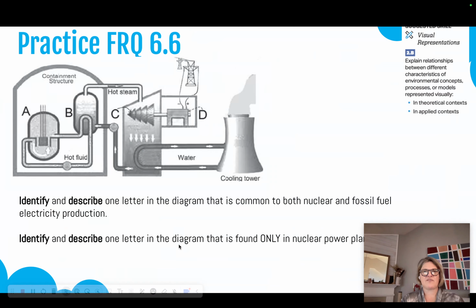And so here's your practice FRQ for 6.6. Identify and describe one letter in the diagram above that is common to both nuclear and fossil fuel electricity productions, and describe when it says describe. So identify is name it, describe is actually write information about it, and then identify one letter in the diagram that's only found in nuclear power plants, and describe what it does.